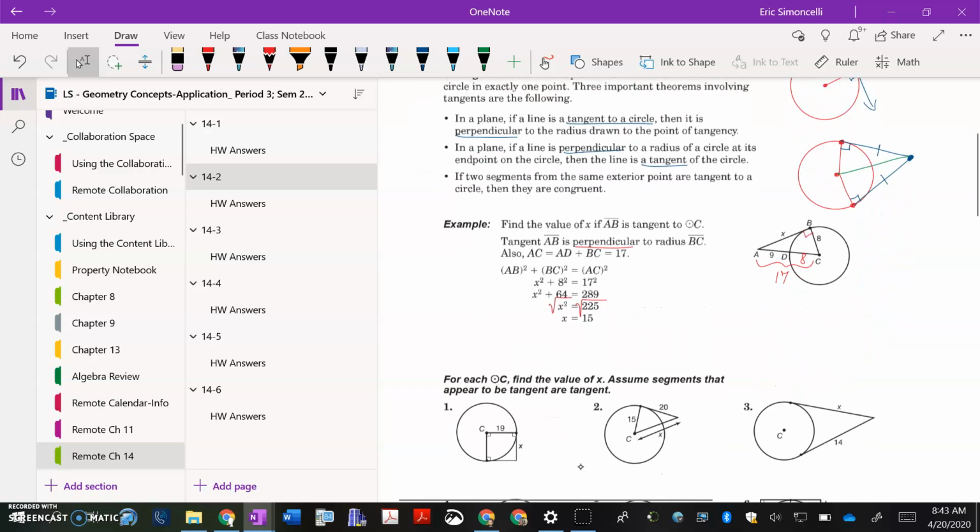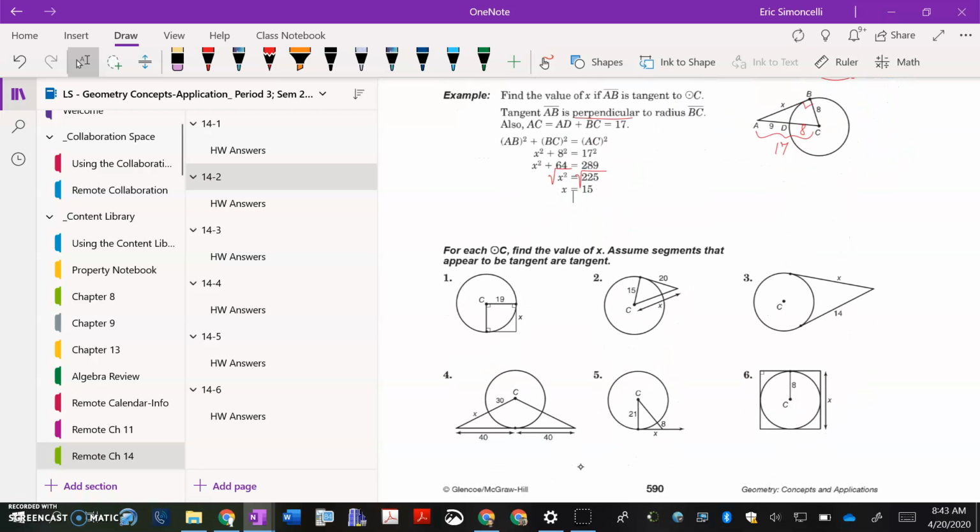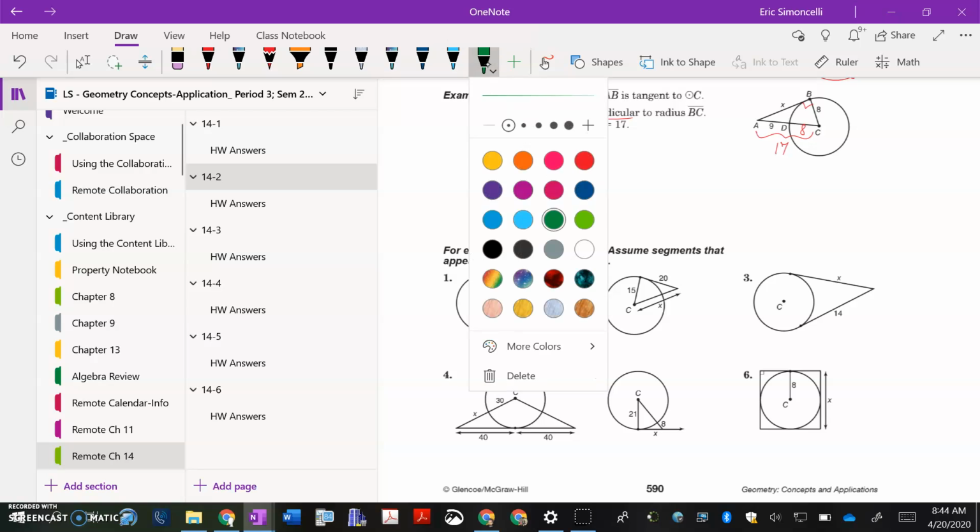Let's move on. So we've got a nice variety of questions here to take a look at. We'll jump in here. For each circle C, find the value of x. Assume segments that appear to be tangent are tangent. Okay, so if we take a look at our picture, we can see that we have circle C. We've also got an exterior point, which I'm going to highlight as such.